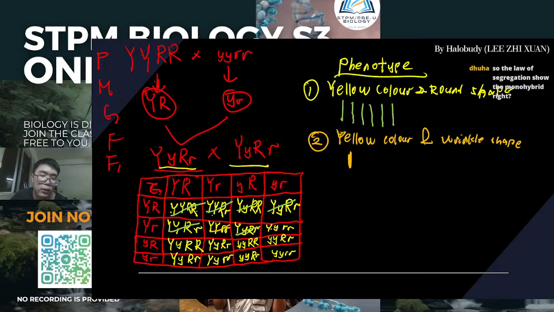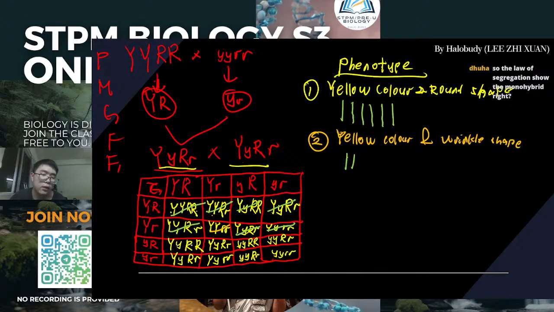Okay. Capital Y, small y. So this one is yellow color. But now the shape is not round anymore because both are recessive. So it is wrinkle shape. So it is yellow color and wrinkle shape. So it is counted here. Okay. Next one.